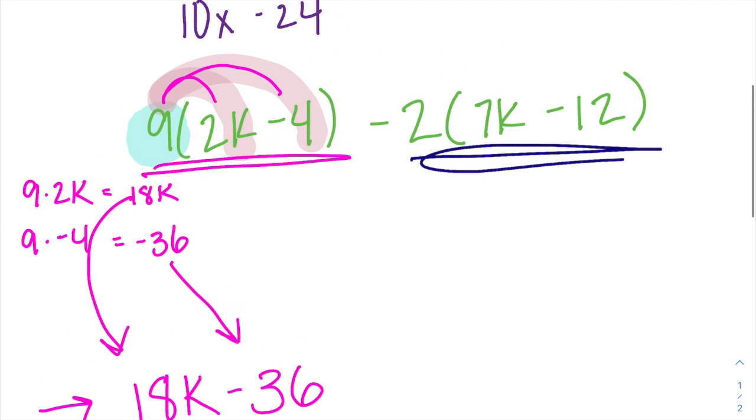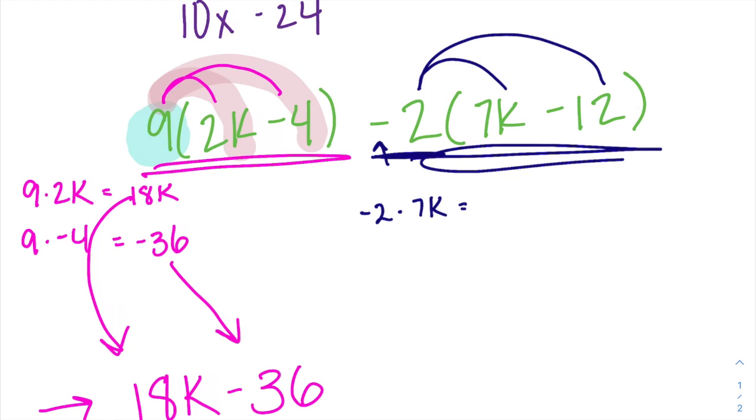Now I'm taking negative 2, notice how I'm bringing the minus sign with, and I'm going to multiply it by everything in this second set of parentheses. This negative 2 is going to be multiplying by 7k and by negative 12. So negative 2 times 7k.